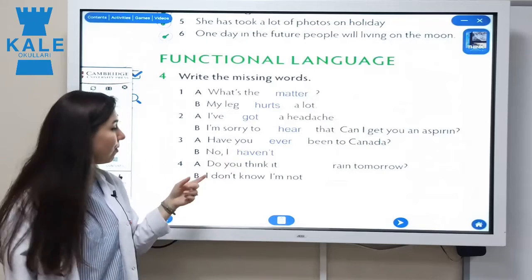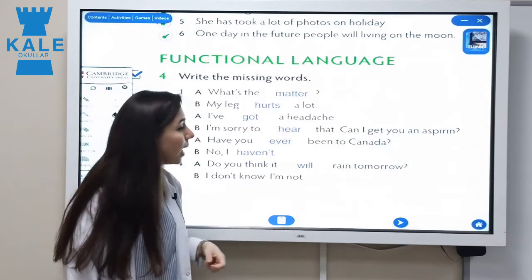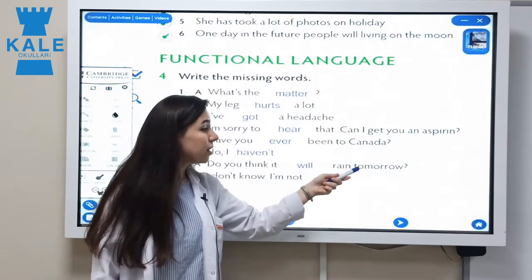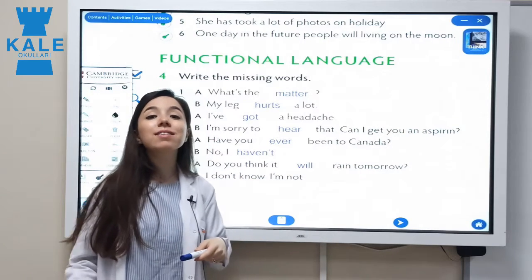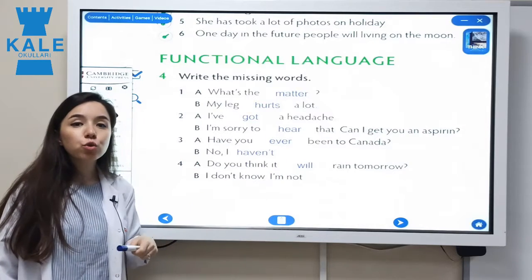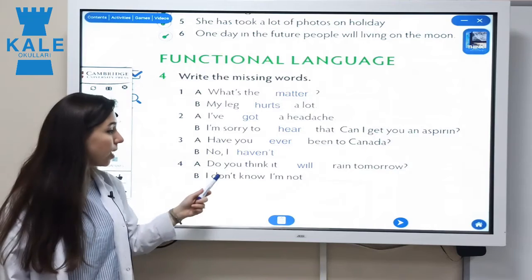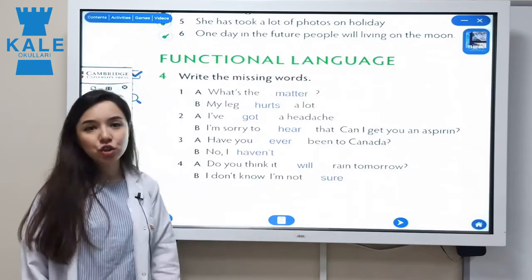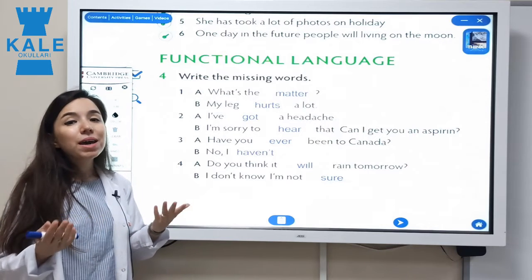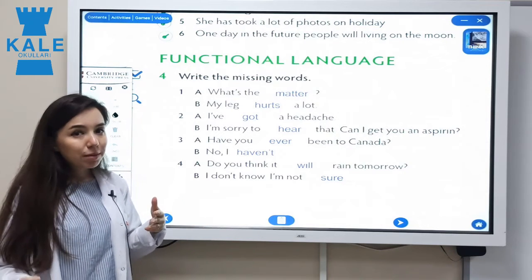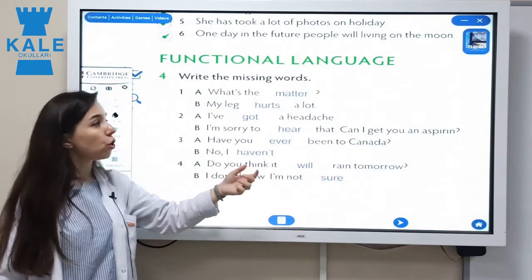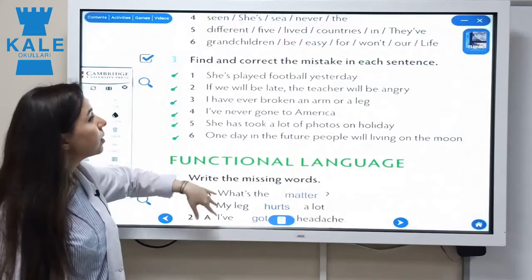No, I haven't. Do you think it will rain tomorrow? Because here it talks about tomorrow. Yes, it's talking about the future, tomorrow. So we understand that here we need to use will for the future tense. I don't know. I'm not sure. When we say I'm not sure, it means that something is maybe 50-50 going to happen. Maybe it's going to rain. Maybe it's not. So because of that, it said I'm not sure.